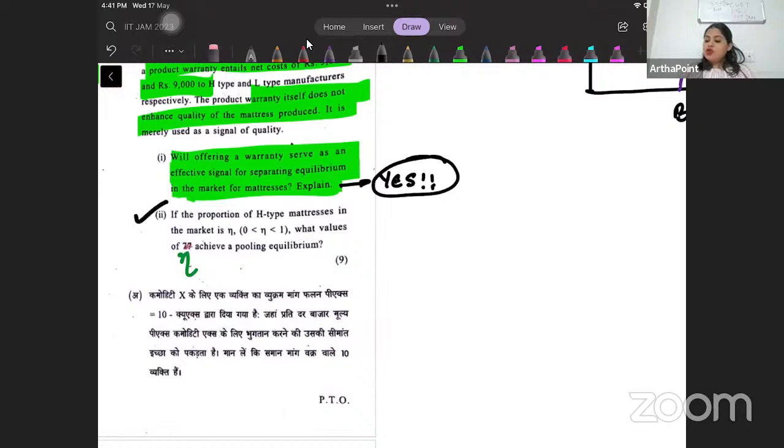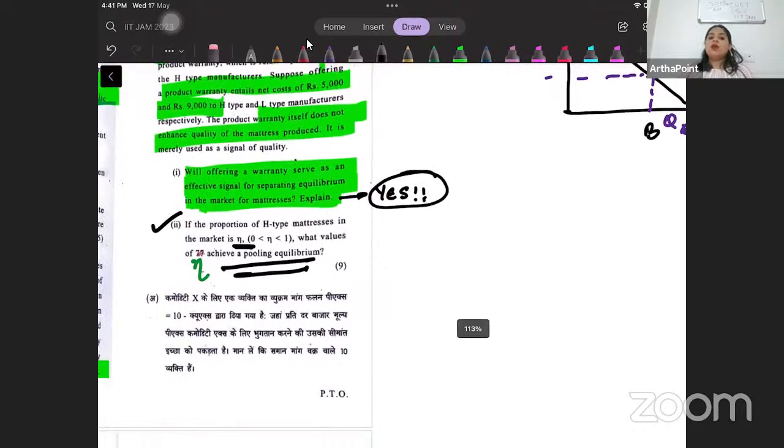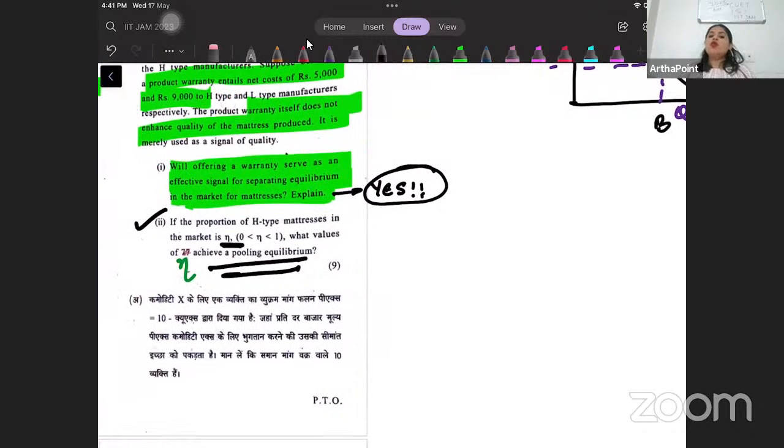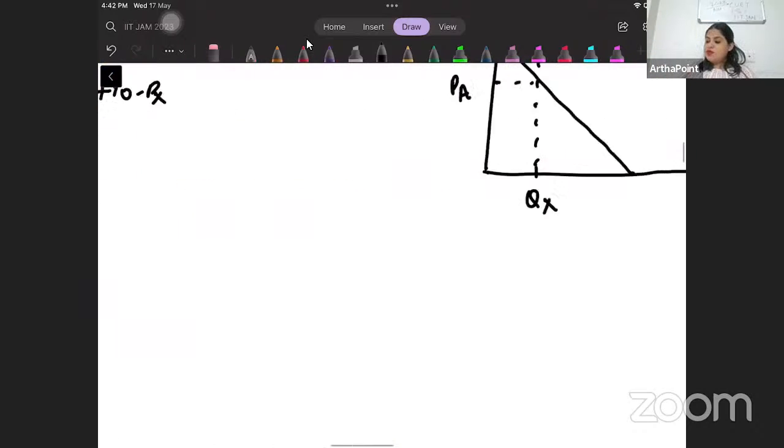If the proportion of H-type mattresses in the market is some theta, delta, whatever you want to take, what is the value of this in achieving a pooling equilibrium? तो ये बेटा बोल रहा है कि कुछ हाई मेट्रेसेस हैं, कुछ लो मेट्रेसेस हैं, इसकी क्या वैल्यू ली जाए कि एक पूलिंग इक्विलिब्रियम पॉसिबल हो पाए, राइट? So please write down.